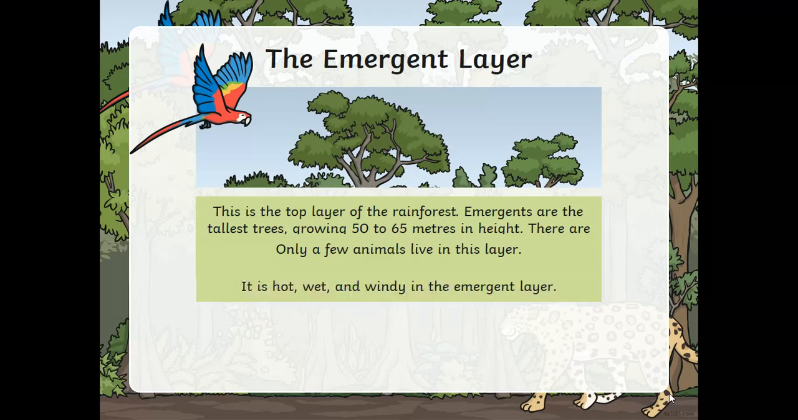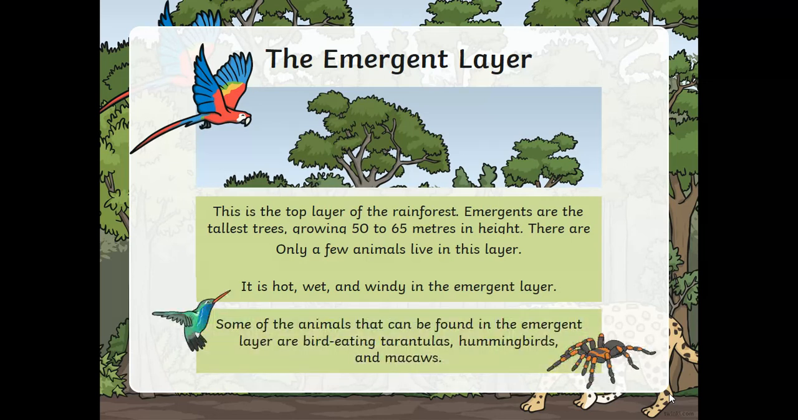Okay, it's hot, wet, and windy. We heard that in the video, okay? They have to put up with high winds. Some of the animals that can be found in the emergent layer are bird-eating tarantulas, hummingbirds, and macaws. If you think of the film Rio, the macaws in there. A bird-eating tarantula, not somewhere I'd want to be, definitely not.